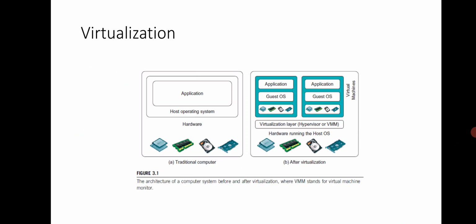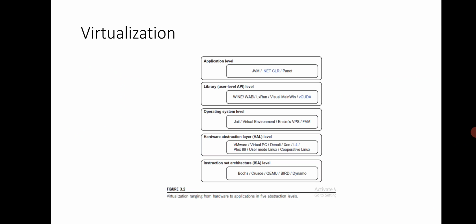In this video, we are going to see about virtualization. Now you can see the architecture of a computer system before virtualization and after virtualization. Before virtualization, only one host operating system will be there. After the virtualization, you can see multiple operating systems on a single machine.